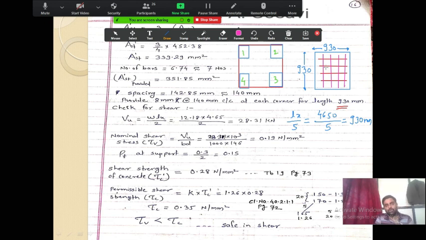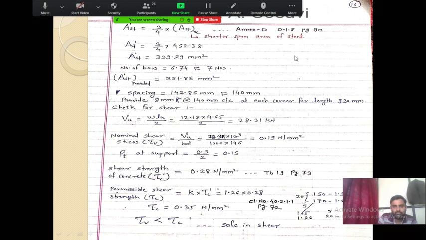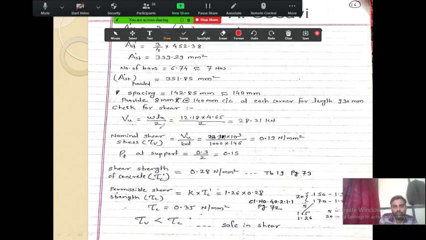So now, after all this calculation, we will move forward to the shear force calculation. So now the shear force. Shear force is equal to Vu is equal to WLX by 2.